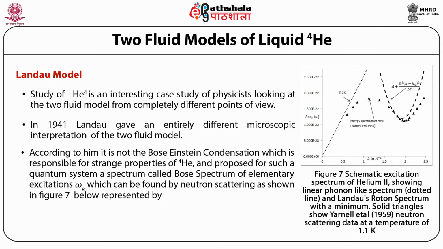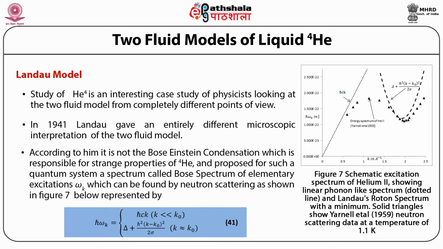According to him, it is not the Bose-Einstein condensation which is responsible for the strange properties of helium-4, and he proposed for such a quantum system a spectrum called the Bose spectrum of elementary excitations omega k, which can be found by neutron scattering as shown in figure 7, which is represented by the relations h bar omega k is equal to h bar ck, k very much less than k0, and is equal to delta plus h bar square into k minus k naught whole square divided by 2 sigma at k approximately equal to k0, where c is the velocity of sound and m is the mass of helium atom. c is equal to 239 plus minus 5 meters per second.